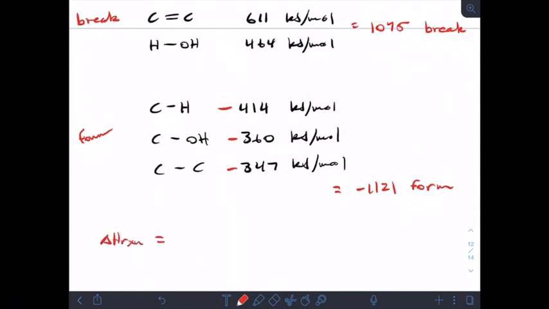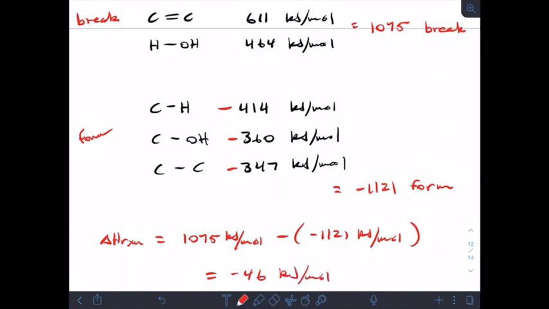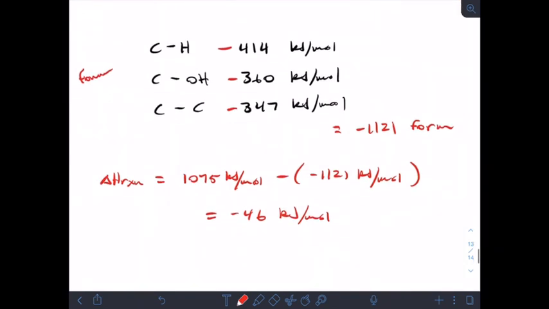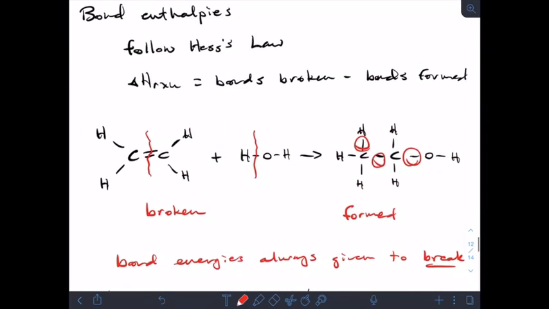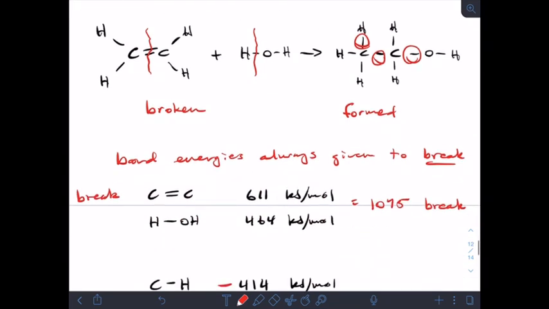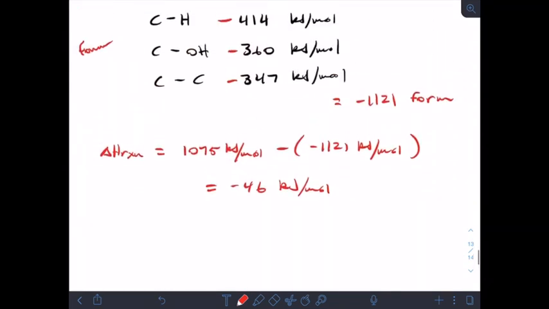So my delta H of reaction, bonds broken minus bonds formed, equals negative 46 kilojoules per mole. Right? So it's an exothermic process. I want you to hopefully remember that process. Maybe it was a little bit strange when we were in class that day, but dealing with the bond enthalpies.